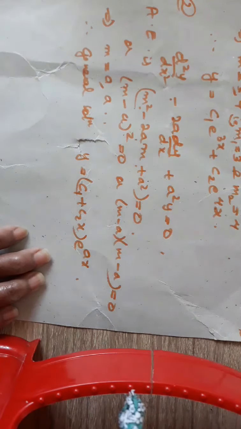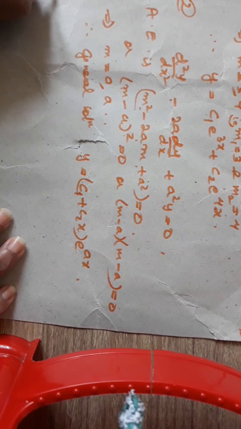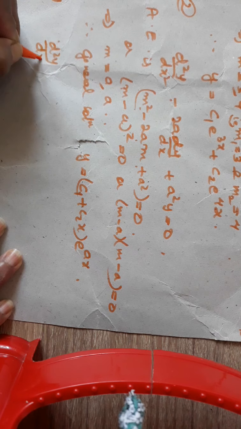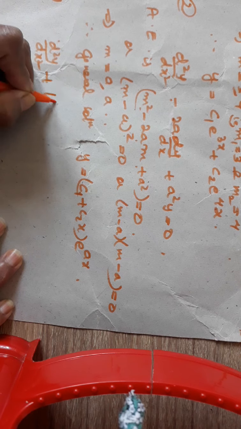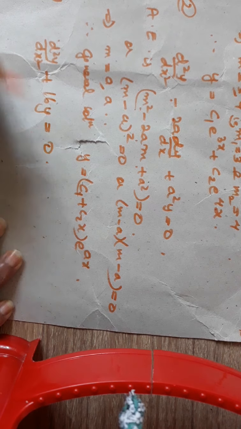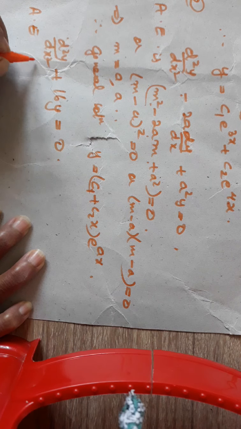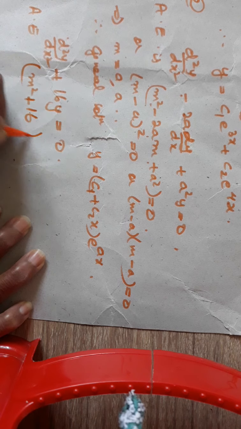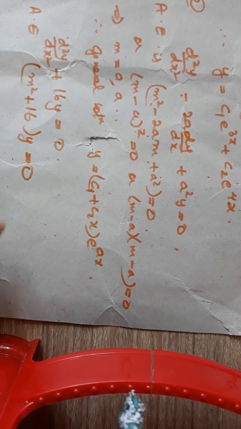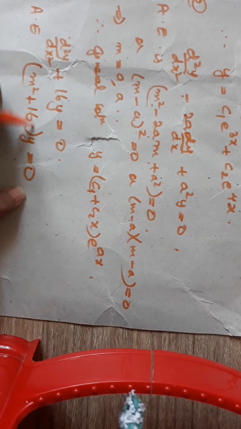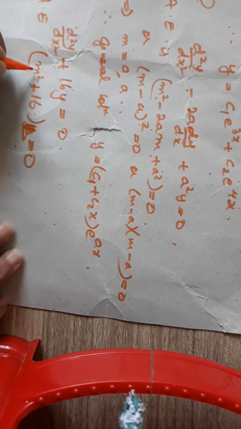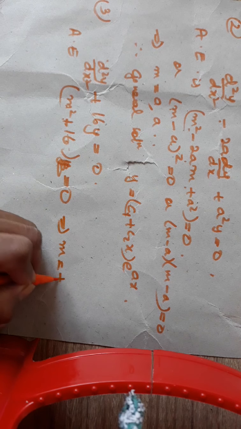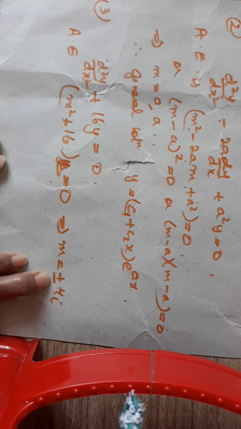Now if the roots are complex, suppose you have an equation of this form: d2y/dx2 + 16y = 0. What is the auxiliary equation of this? You can write it as (D^2 + 16) y = 0, and the auxiliary equation here will be m^2 + 16 = 0, which implies that m = ±4i, that is, imaginary roots.